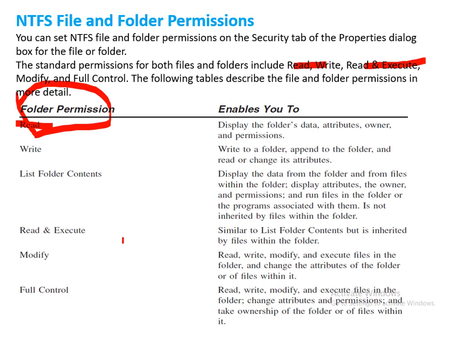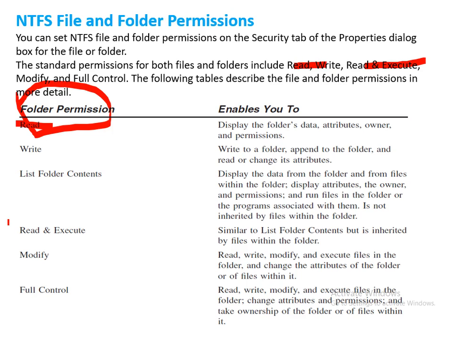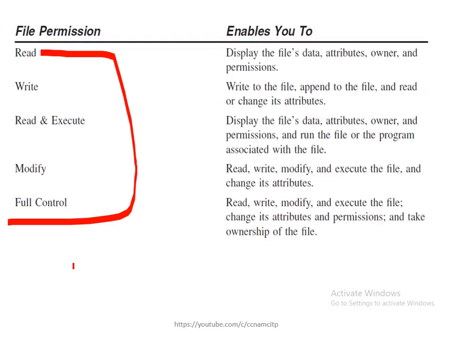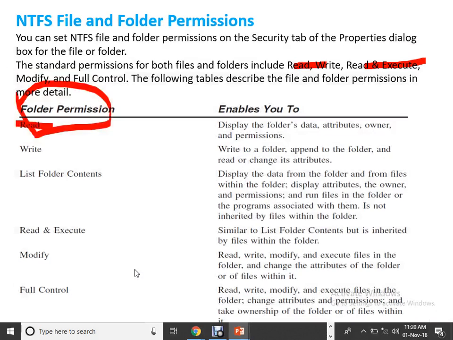Let me move to the next slide, which is file permission. Can you see a little difference between file permission and folder permission? Here we have 5, and on this side how many do we have? 1, 2, 3, 4, 5, 6. So we got an extra one here: list folder contents. Because in a file we have only one file, but in a folder we can have multiple files, so we can list the folder contents. What does it mean? Let me tell you.